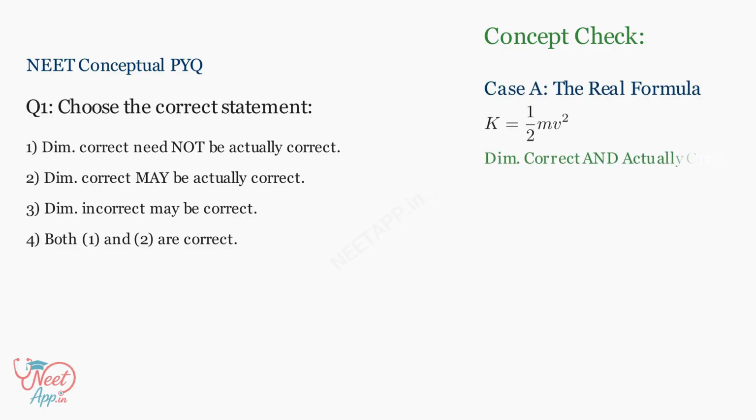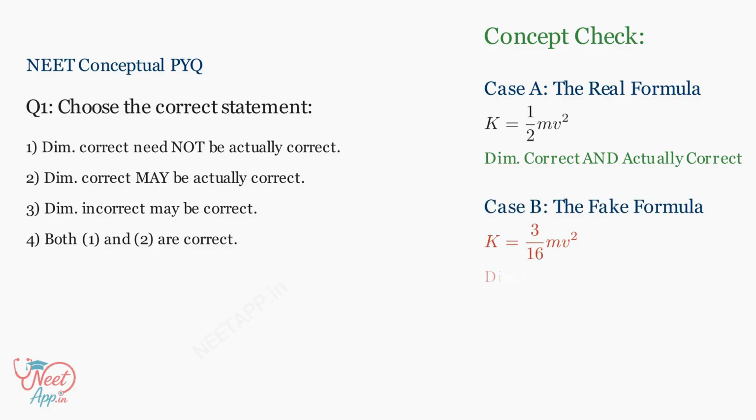Take a look at case A. The formula K equals 1/2 mv squared. This equation is dimensionally correct, and it is actually correct in physics. This proves that a dimensionally correct equation may be actually correct, validating statement 2.